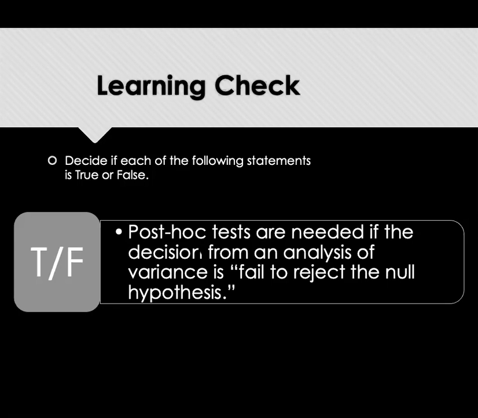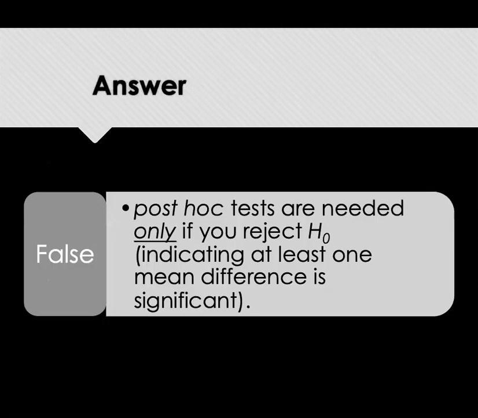True or false, post hoc tests are needed if the decision from an analysis of variance is fail to reject the null hypothesis. So you do an ANOVA, you decide that you're not going to reject the null. Would you then do post hoc tests? The answer here should be false, right? So post hoc tests are only things that you do if you reject the null.